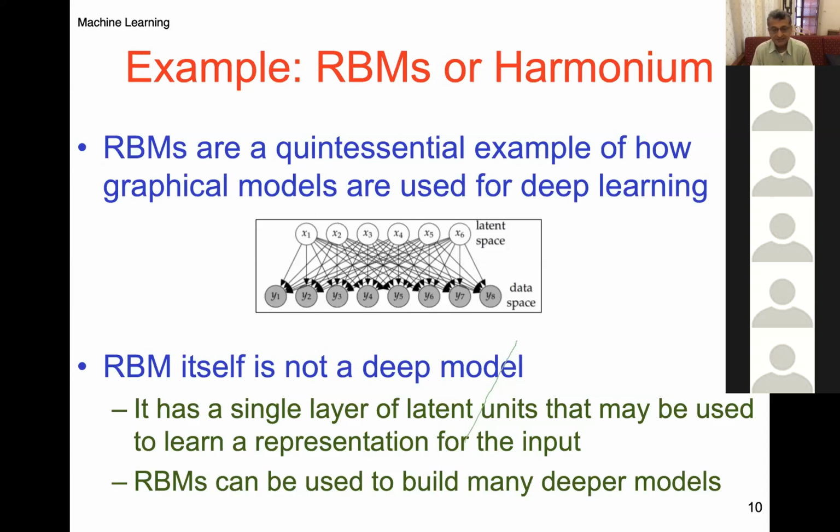That's why we call it a restricted Boltzmann machine. A Boltzmann machine is any kind of general graph. Restricted Boltzmann machine says, oh, you can only have these connections. All right, and RBMs can be used to build many deeper models. We can stack them together, called deep belief networks and so on. But let's just understand RBMs.